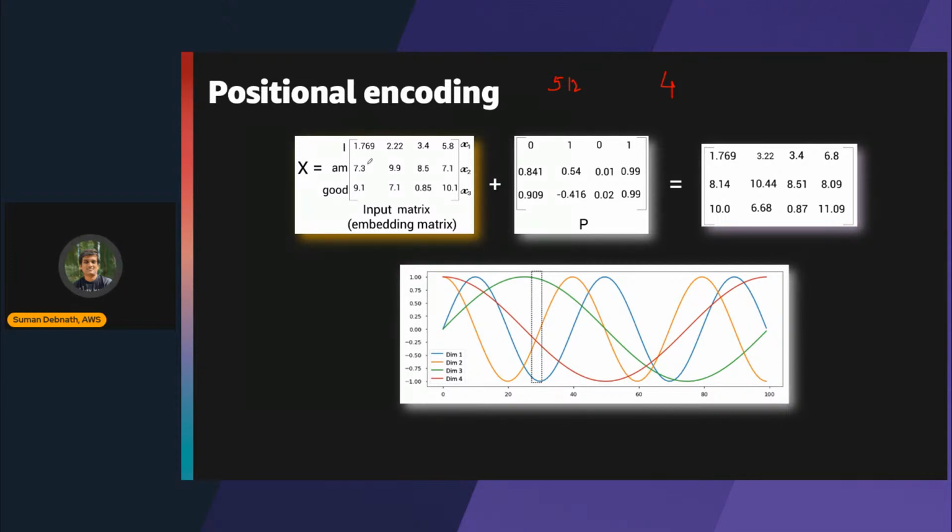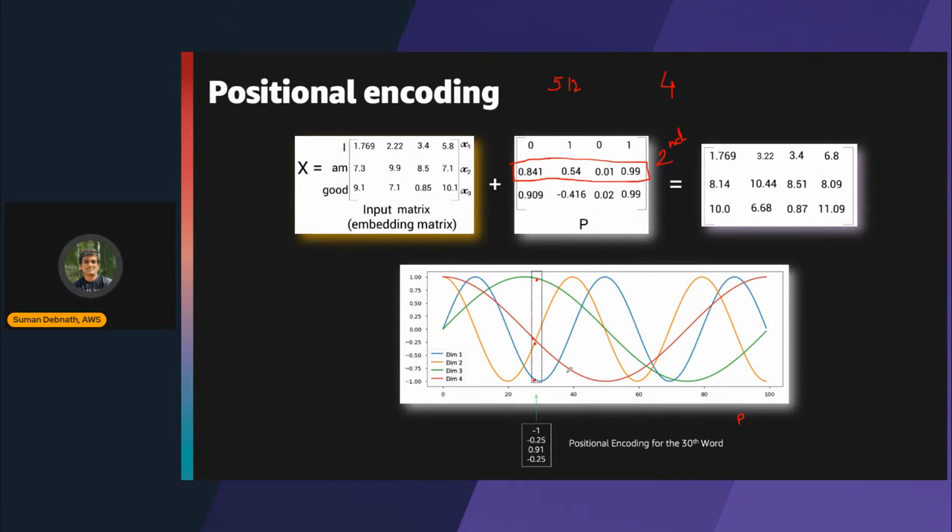Since I have represented every word in 4 dimensions, I have 4 different waves, or 4 different functions here, and on the x-axis, what we are representing is the position. Now let's say we want to know the position of the 30th word. We will just check the value of all these functions at this particular position, and this is nothing but this particular vector. In this case, what I'm marking now is for the second word.